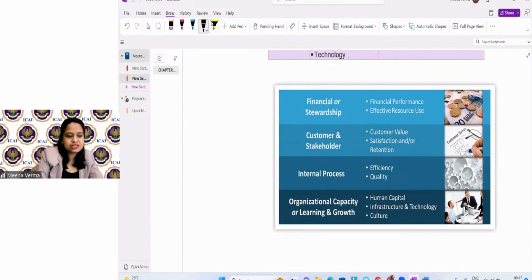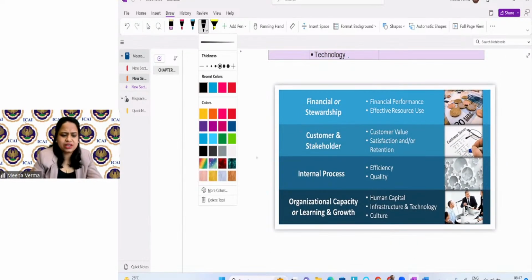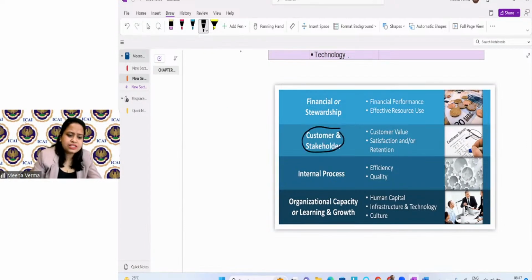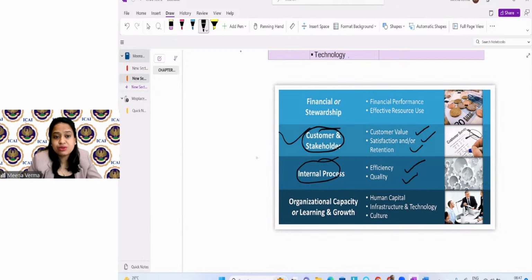Again, the same thing is considered here. I'm just explaining the same thing so that you will get more clarity. Customer happiness: customer value, satisfaction, retention, right? Customer retention, customer loyalty, customer satisfaction, customer value. You will recognize the customer perspective. Okay. Internal business process: how efficiently you are producing the goods, whether mistakes, defects and errors have reduced, whether quality of the product has improved, right? We will see here.